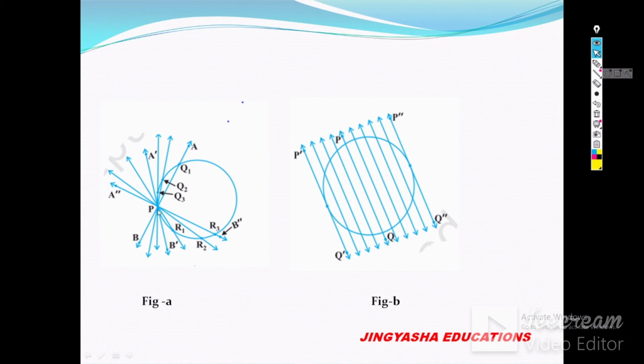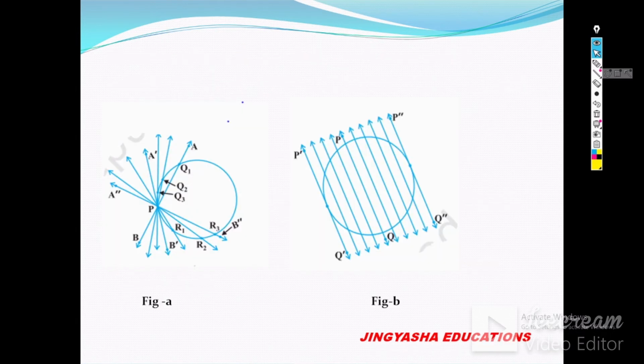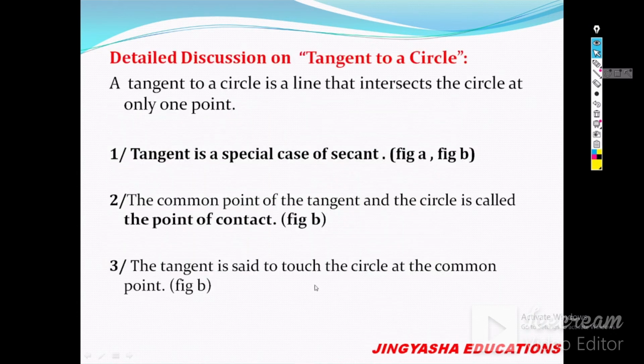Here you can say it's A dash and B dash. By rotating AB, you can get the position of A dash and B dash where it just touches the circle. Then that secant becomes a tangent there, right? So we can say that tangent is a special case of secant. The common point of a tangent and the circle is called the point of contact. Where the circle and the tangent touch each other, like P dash and Q dash on this circle, that point is the point of contact. The tangent is said to touch the circle at the common point.